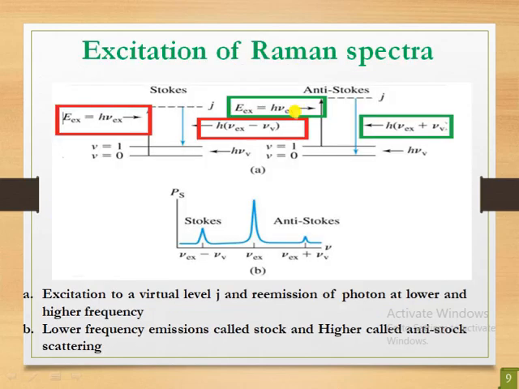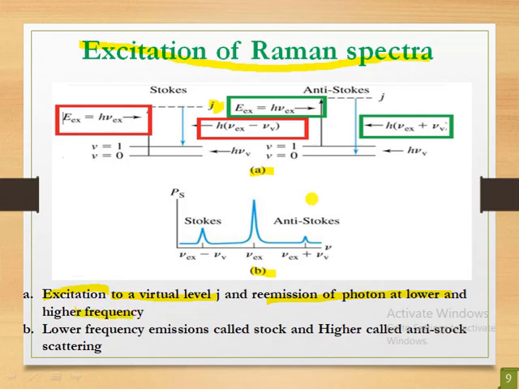Now we will see the very important process, excitation of Raman spectra, or you can say the origin of Raman spectra: how we get the Raman spectra. You can see it in this diagram. Here there are two diagrams, A and B. Now what is this A? This is the excitation of the molecule to a virtual level, J. This is the virtual level J, and re-emission of photon at lower and higher frequency. Now we will see it in detail.